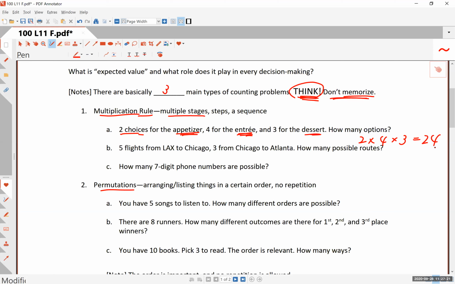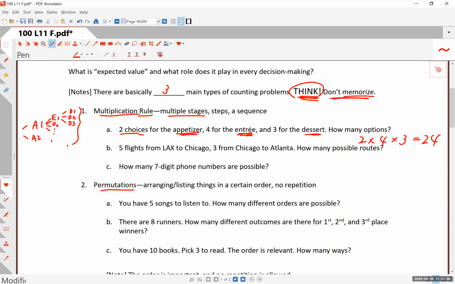You can do a tree diagram again. So you have appetizer 1 and appetizer 2. And regardless of which one you choose, you have entree 1, entree 2, and so on. This is a big tree. And for each one of these, you have 3 choices for the dessert. So it ends up with 24 branches. And so that's a way to think about this.